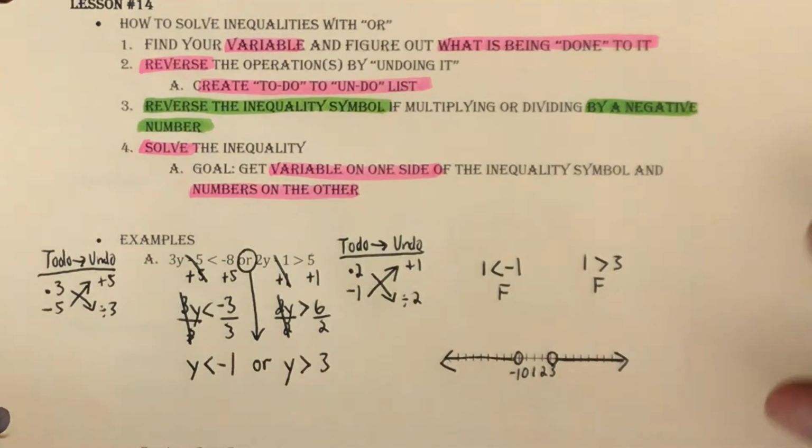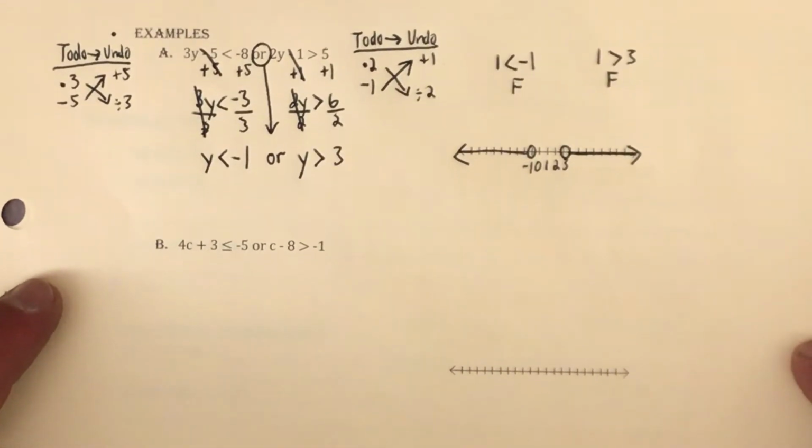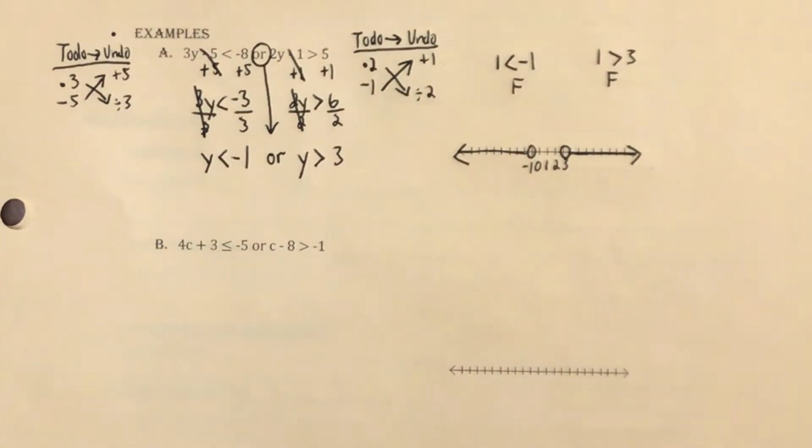All right, well, I'd encourage you to try example B on your own, then check your answer with mine. So example B says 4c plus 3 is less than or equal to -5, or c minus 8 is greater than -1. So we've got this or there, so it's two separate inequalities, so I have to solve them separately.